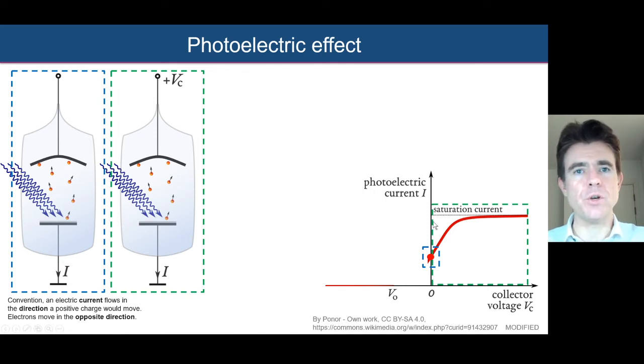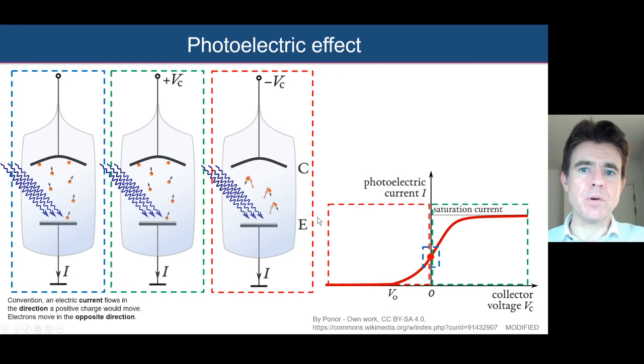And that's determined, of course, by the amount of energy being deposited by that light as to how many of the electrons escape from the emitter. Now, to investigate further, what we can do is apply a negative potential difference. So in the green case there, we had a positive so-called collector voltage. Now we're going to apply a negative voltage.